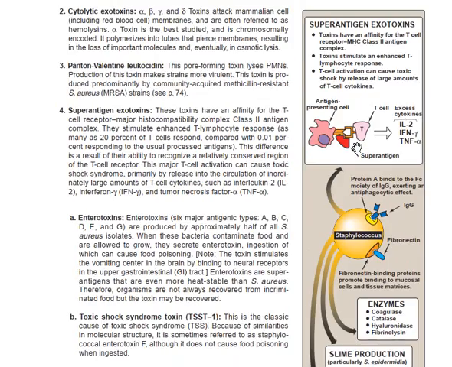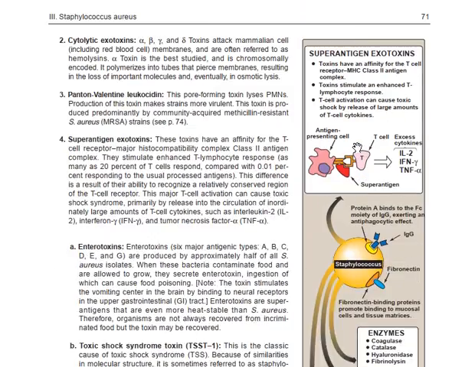So now let's visualize the superantigen exotoxins summary. You need to know that the toxins have an affinity to the T cell receptor and major histocompatibility complex class 2, as we have already said initially, and the toxins stimulate the enhancement of the T cell response. Since it's going to enhance the T cell response, the immune response is going to be very great. Is it clear?